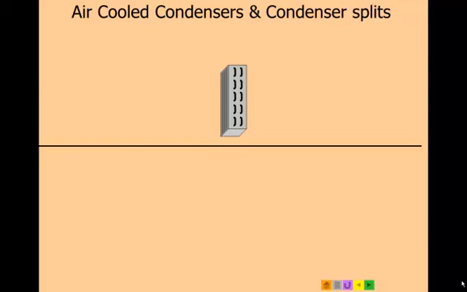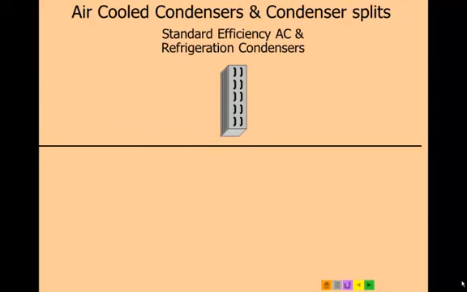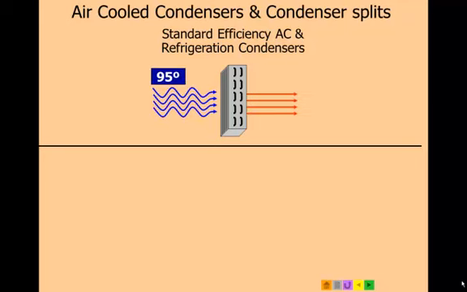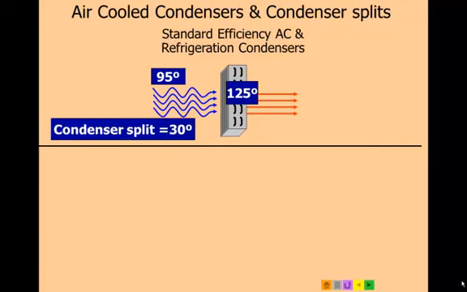Air-cooled condensers and condenser splits. A standard efficiency air conditioner and refrigeration condensers will have an air temperature coming in, let's say around 95 degrees on that day. And we're going to have 125 degree condensing temperature. That's the refrigerant temperature. So the split's going to be 30 degrees. 95 from 125 degrees is a 30 degree split.